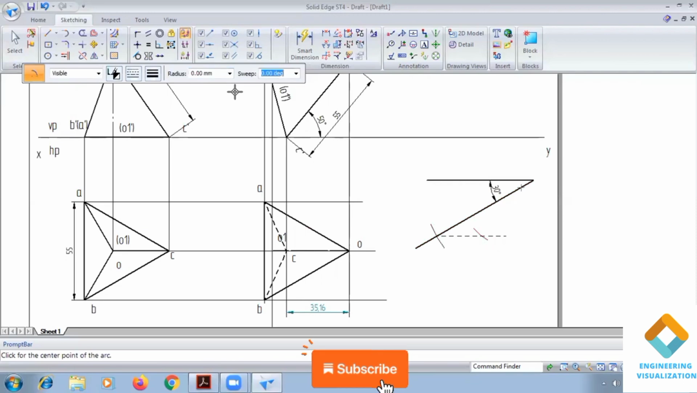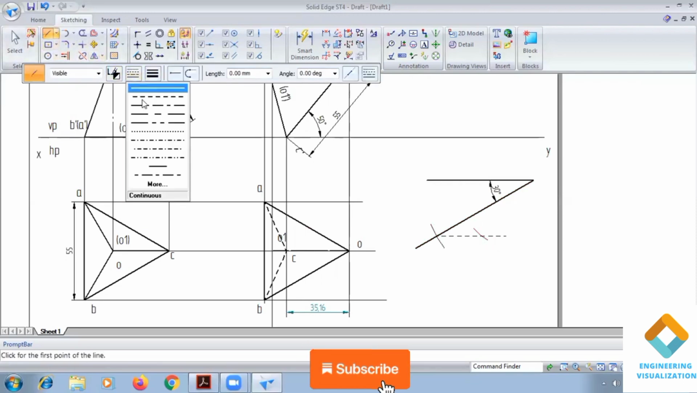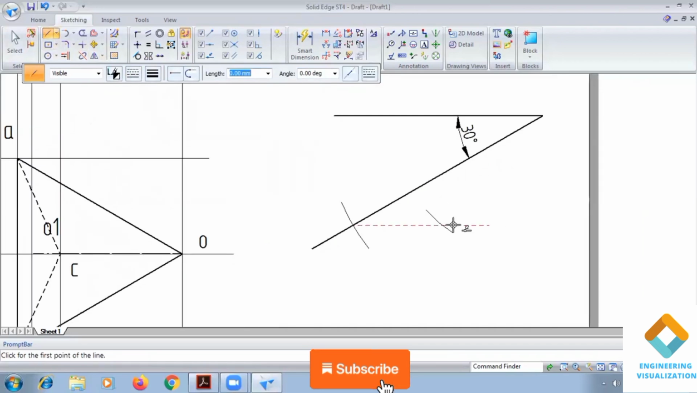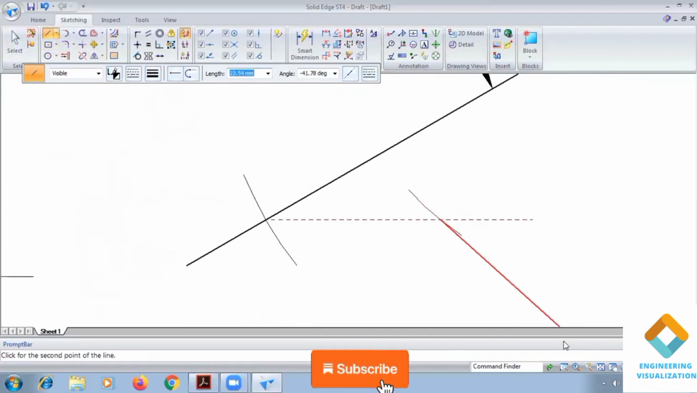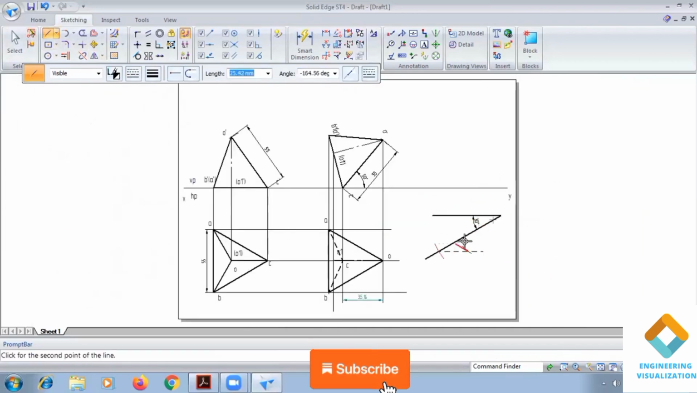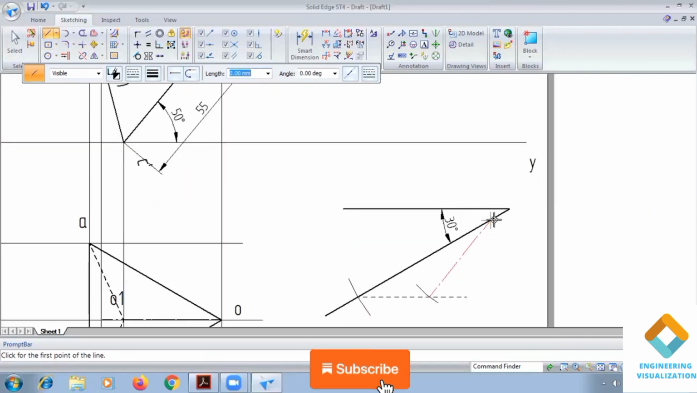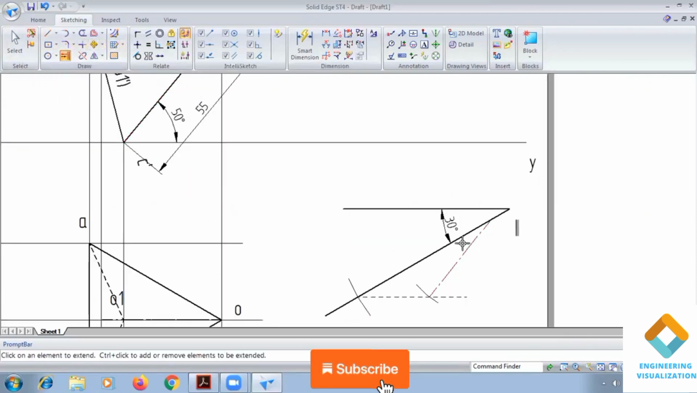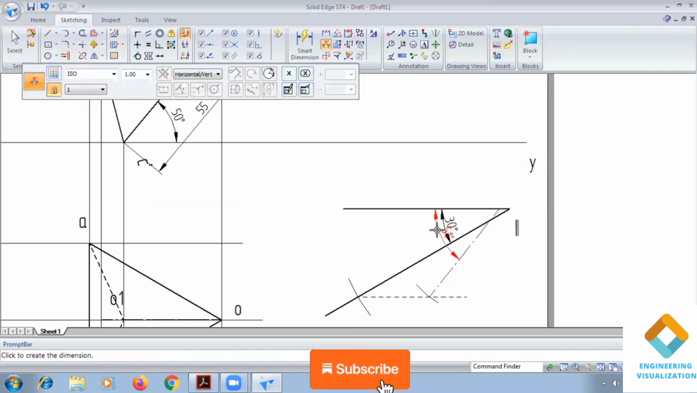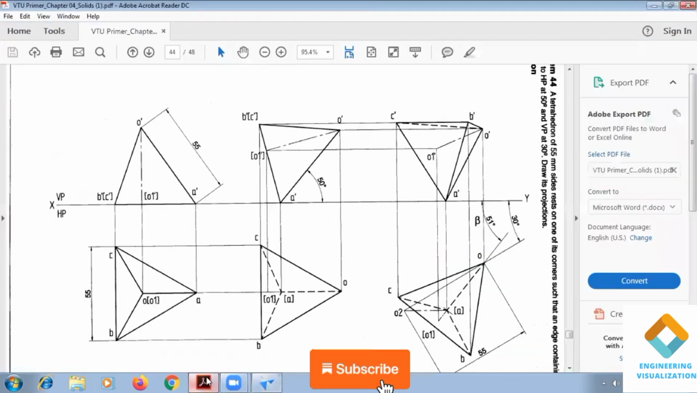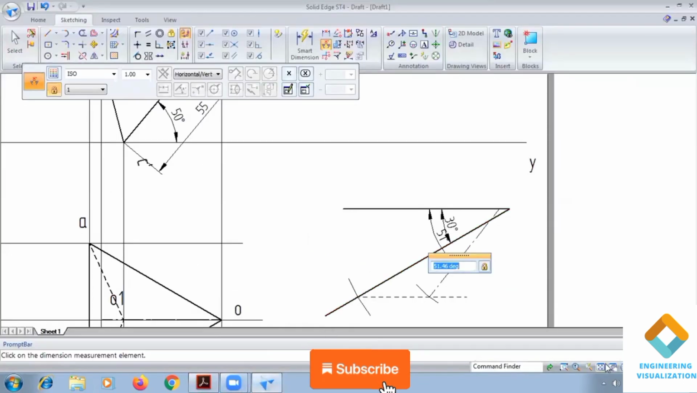Now join this second point which I have cut. Yes, zoom in and get the point. Okay, so just extend this line using extend to next command and find out the beta angle. So it is 51 degree. So we're getting an exact angle here, guys.